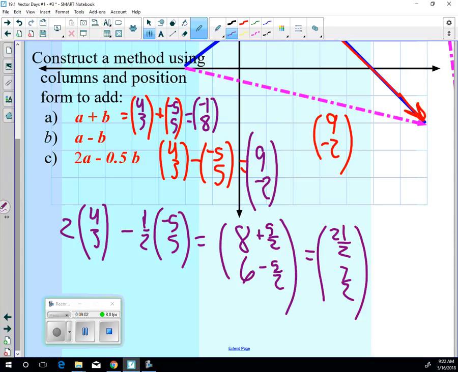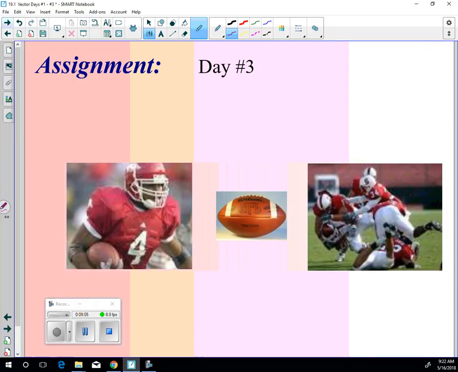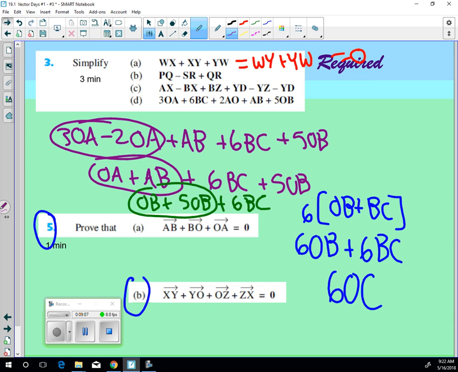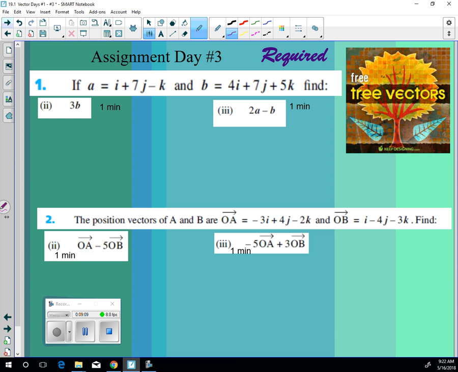That's it. That's it for today. That's all I have for new stuff. And so go down to the homework, day 3, and we're going to use some vectors that are already made. Here's a vector A. Looks like this. 1i, 7j, negative 1k. Then I have a B, which is 4i, 7j, 5k. See if you can find 3B and 2A minus B.